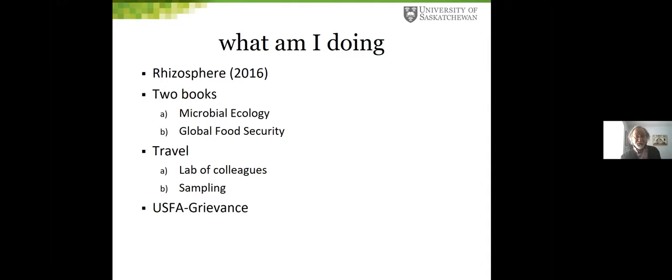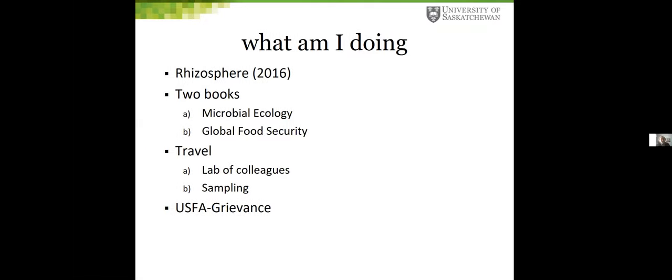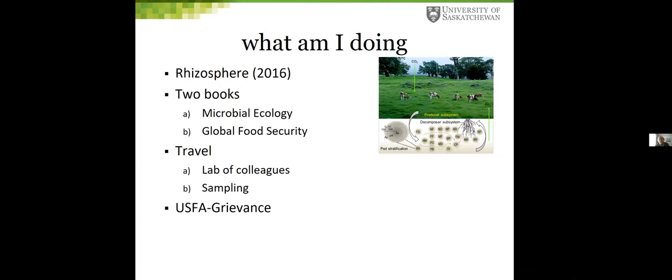And what I spend most of my time on, I've got a new journal, Rhizosphere, with Elsevier since 2016. I'm the editor in chief. That takes anywhere from 2 hours to half a day every day. I've got two books that I'm trying to finish over the next 2-3 years. And this takes another big chunk of my day. I have a lot of travel internationally, several times every month I'm somewhere. And USFA grievance also keeps me very busy. This requires at least a couple of days a week of dealing with problems on campus.